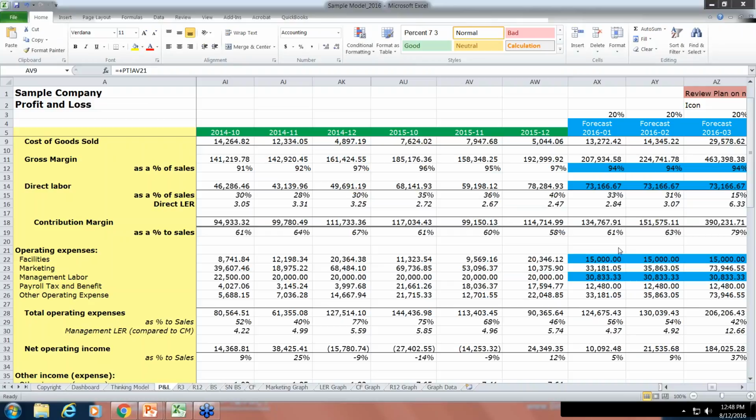So, how is this different than survivalware? That's no. This right here.